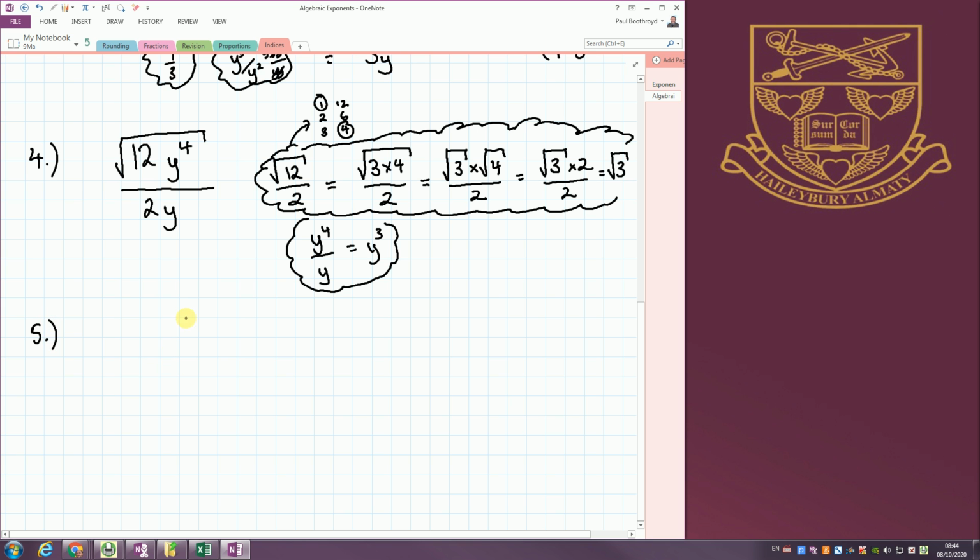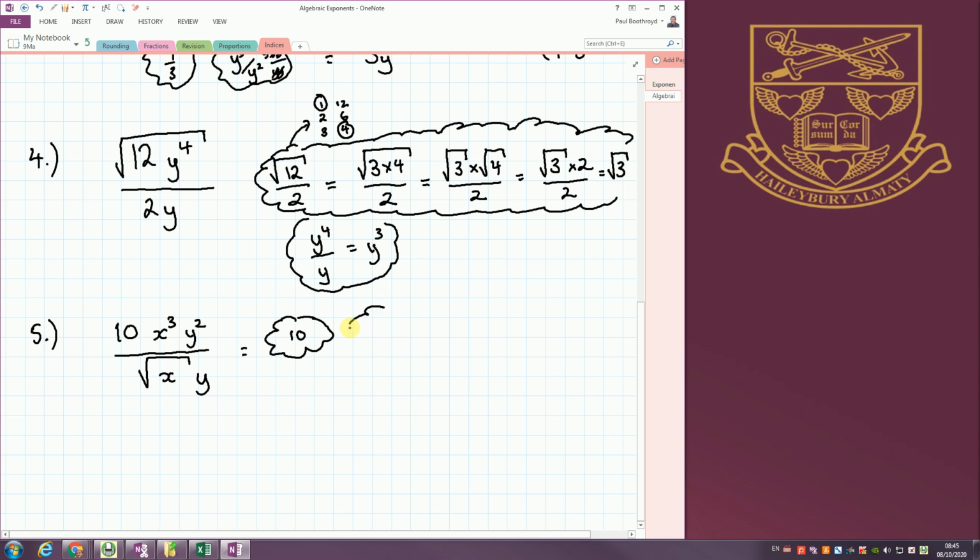Number 5. Let's do 10x cubed y squared. Divide that by the square root of x. Leave the y outside. Each part of the multiplication, deal with it separately. So we got the number 10. That stays the same. No change.